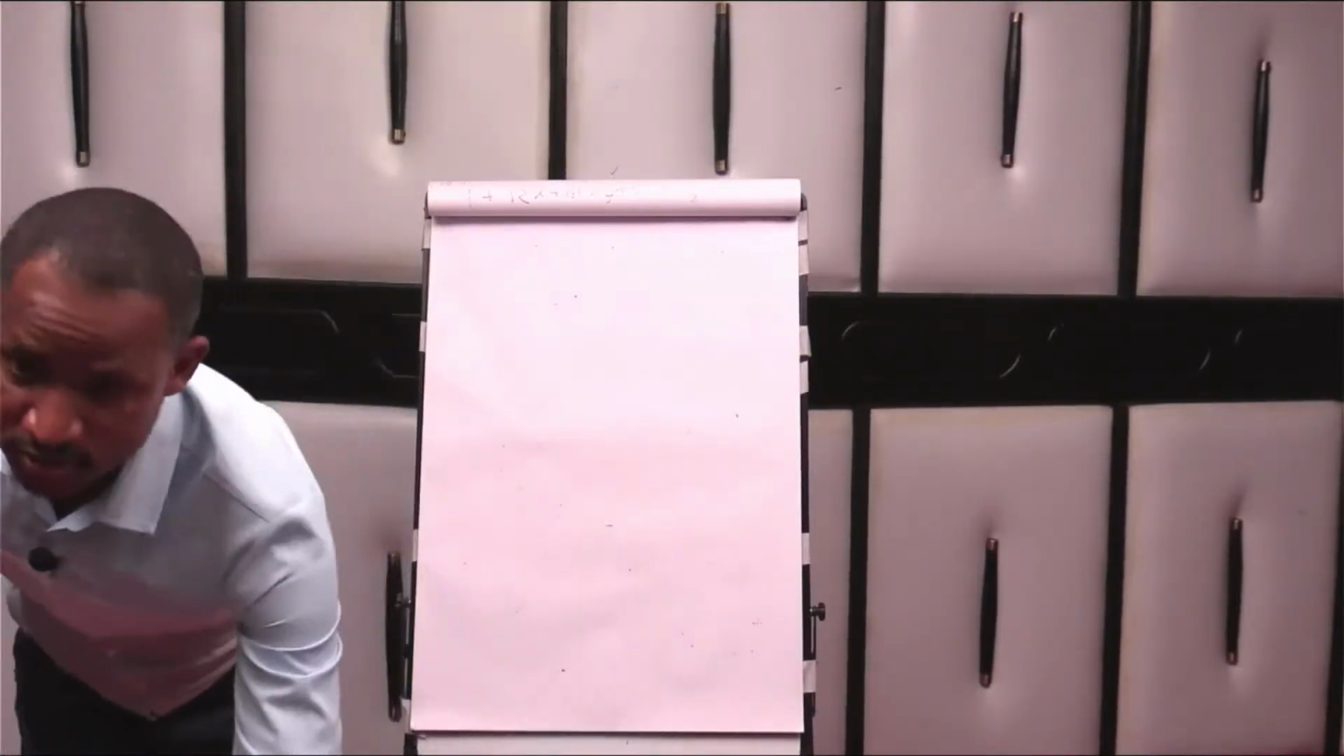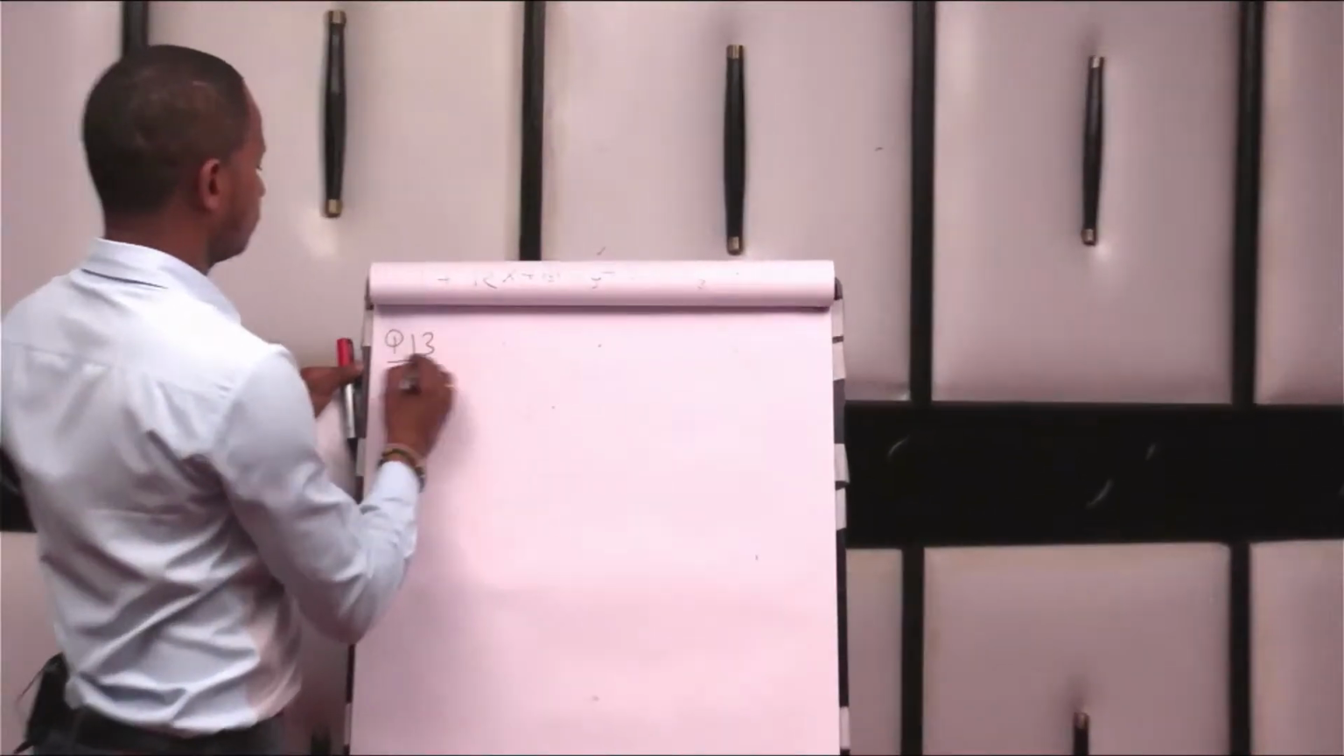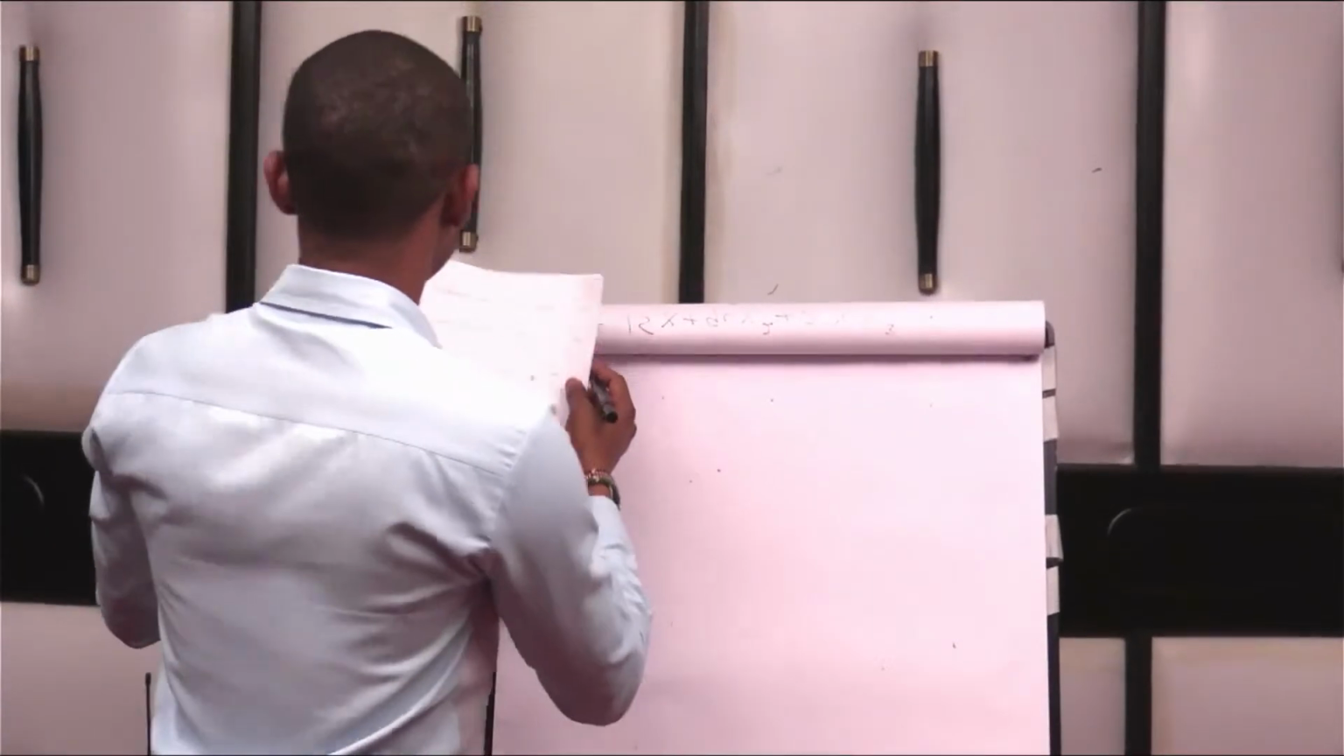Question 13, we are almost through. Question 13: Solve for y in 5 to the power 2y plus 1 equals 4 times 5 to the power y plus 1 minus 15. So you are told to solve for y in this equation. So this is easy.